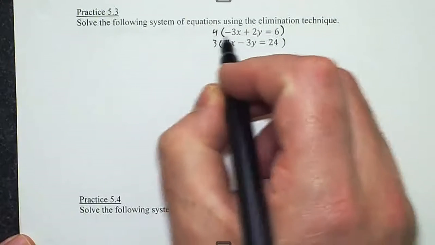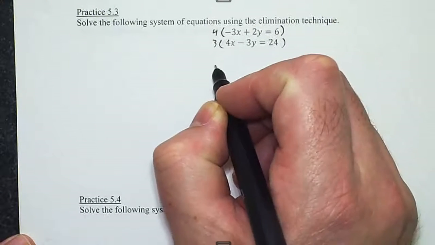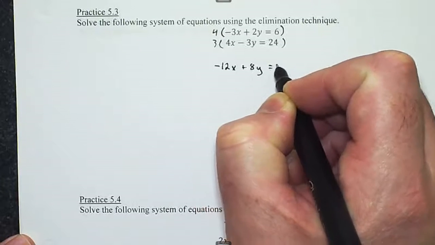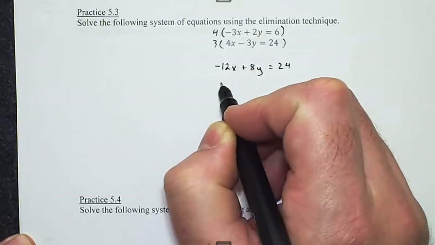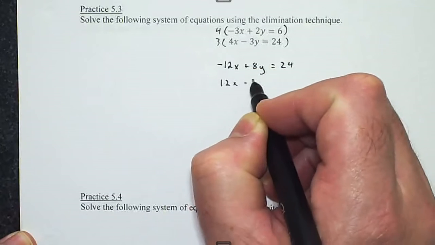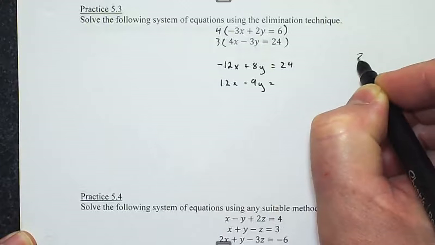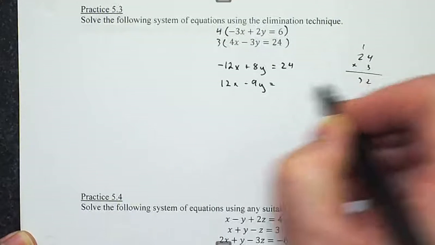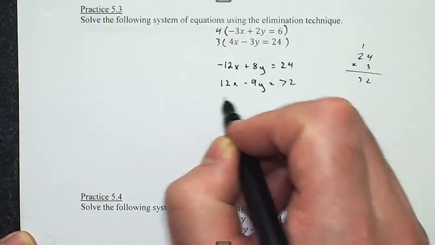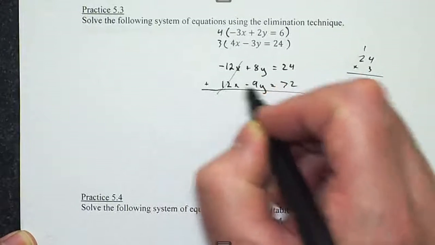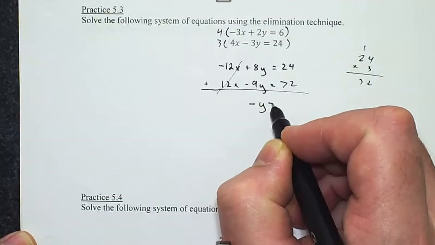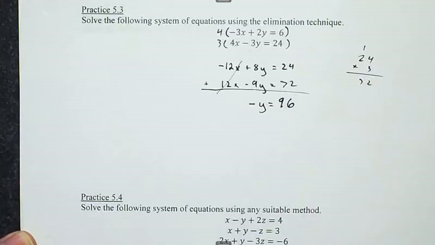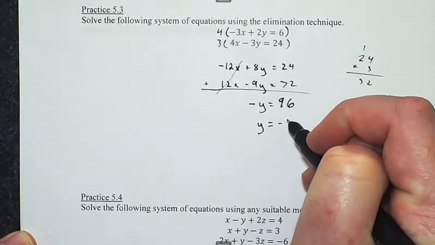Okay, so the top equation, I'm multiplying each thing by 4. The bottom equation, each thing by 3. So, 12. And when I add them, the x's cancel, and I end up with a negative y is equal to 96. So y is equal to negative 96.